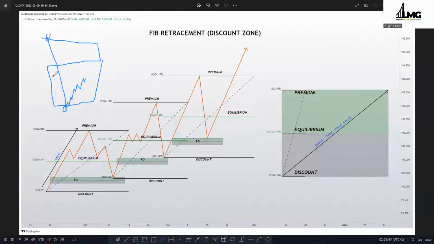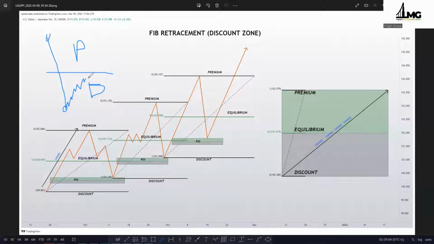This is quite a bad drawing, so let me try to do it again. These are the two parts. The first part is premium, and the second part is discount. And the middle part is equilibrium. It means that price is equal, it's balanced.